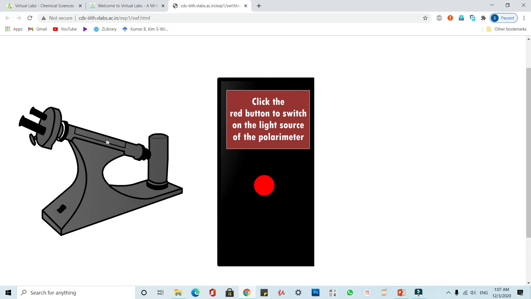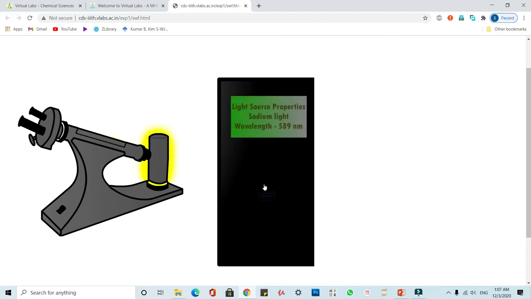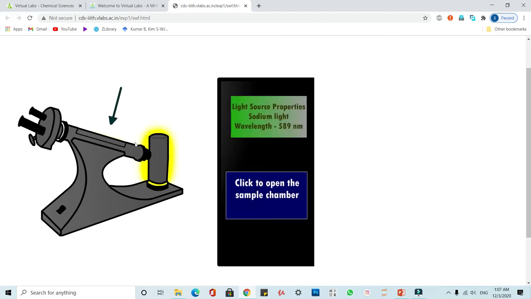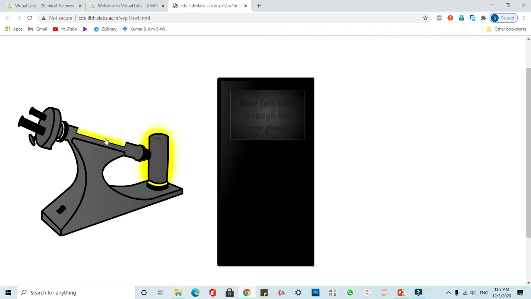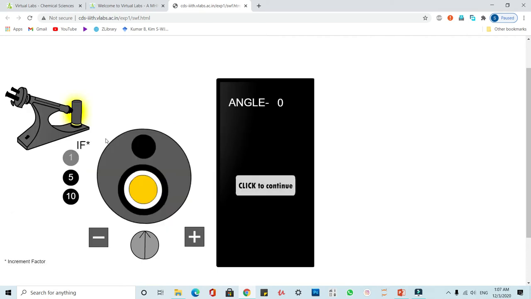The plus and minus buttons are provided to rotate the dial of the eyepiece in the clockwise direction or in the anti-clockwise direction. Here, the increment factors are the values by which the angle will increase. Like I have chosen the increment factor 1. So while I rotate the eyepiece in the clockwise direction, it will increase the value by 1 degree. When I choose 5, it will increase the value by 5 degrees.